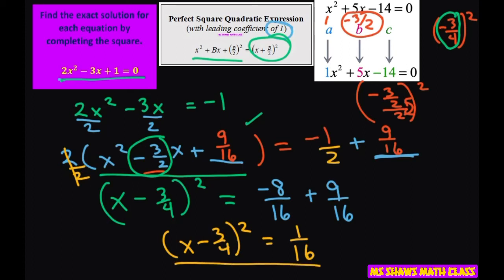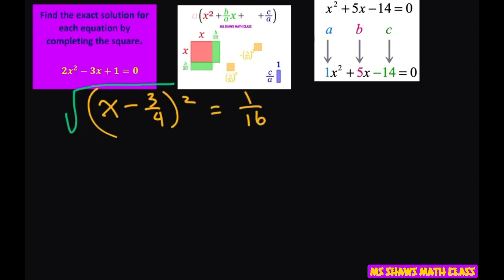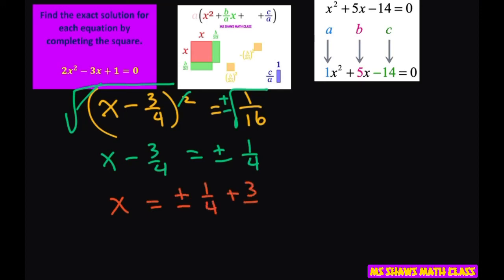All right. Now that we have that, we're going to solve for x. We have x minus 3/4 squared equals 1 divided by 16. Now, let's square root both sides to help isolate the x. Make sure you put plus and minus. So this cancels, and you get x minus 3/4 equals plus or minus square root of 1/16, which is 1/4. Now we're going to add 3/4 to both sides. So you get x equals plus or minus 1/4 plus 3/4.